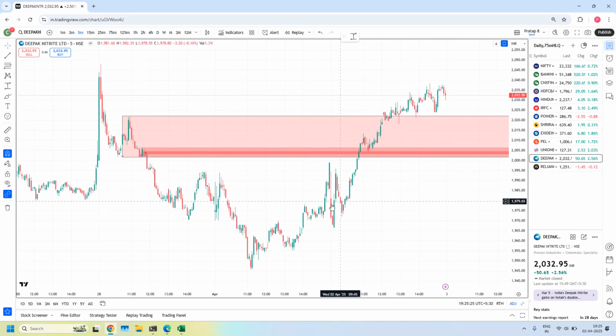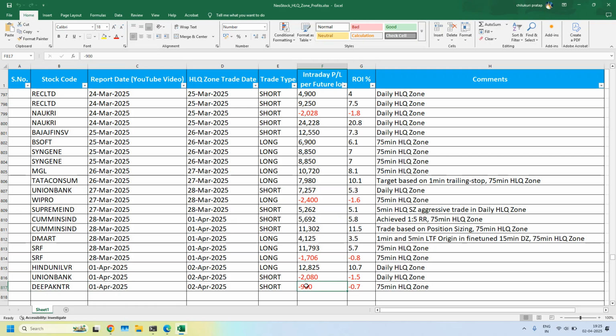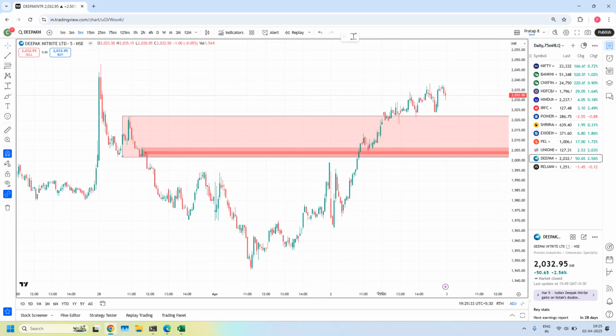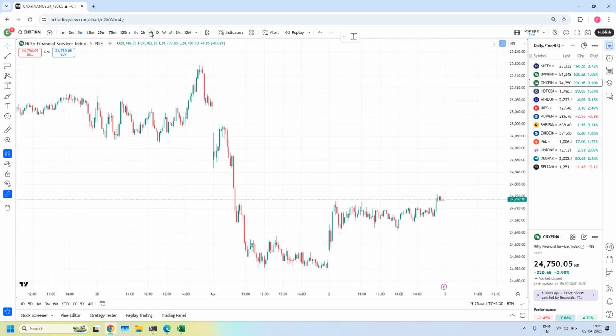Okay, how much loss has it given? Small loss, 900 rupees. This is 0.7% negative ROI it has given, Deepak Nitrate. So these are the 2 failed ones, and the 1 successful one is Hindustan Unilever. For the remaining, we didn't get any trade opportunities. Let us quickly look into them one by one.